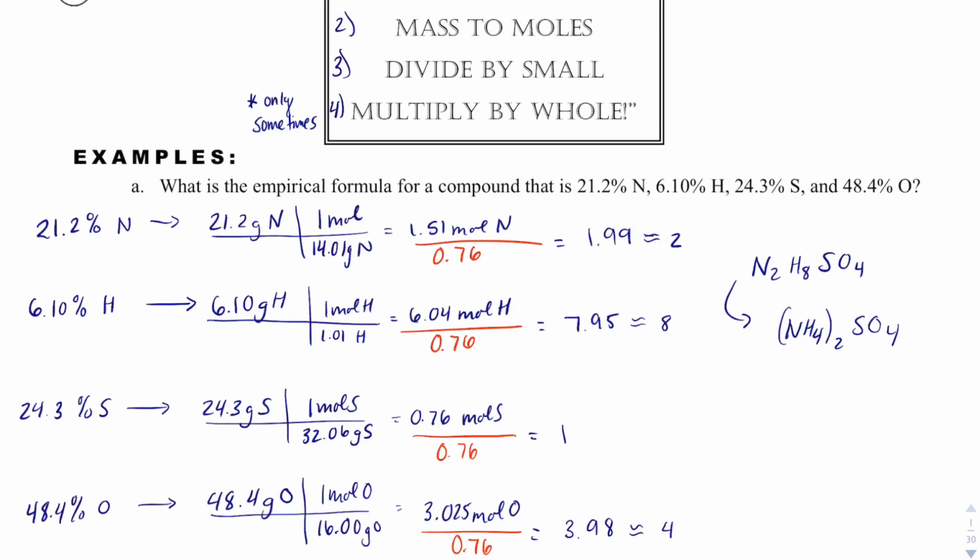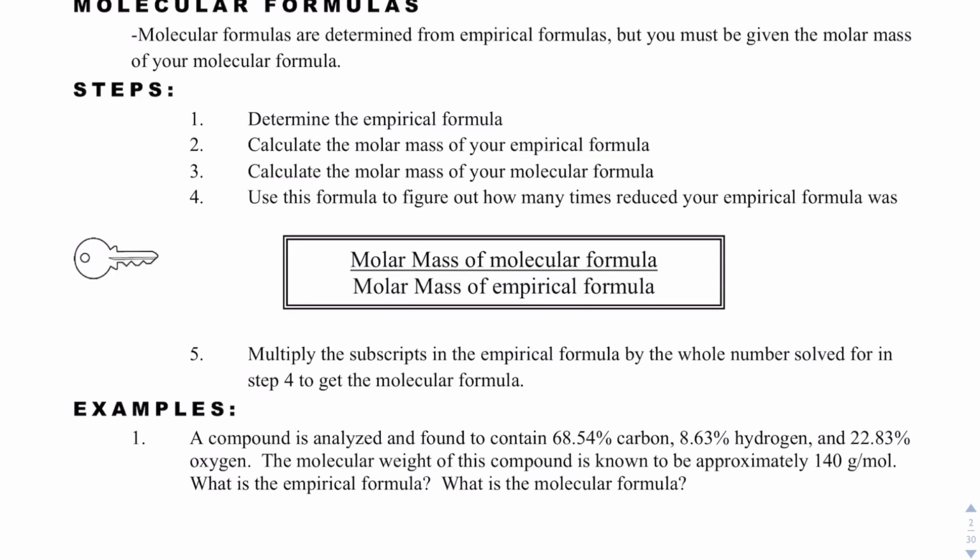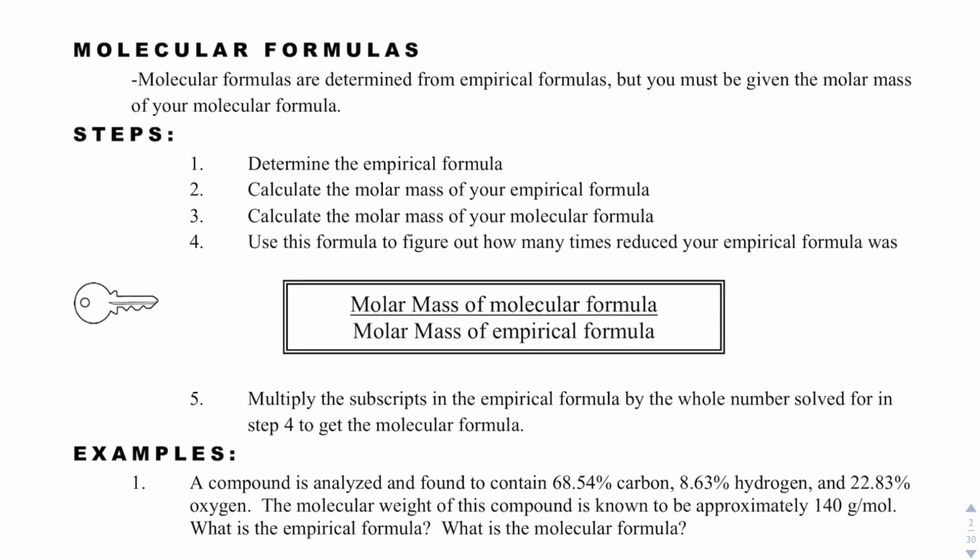Okay, now I want to do an example with molecular formulas, and I'll go through the steps here. The first step is you're going to determine the empirical formula, okay? So do everything: percent to mass, mass to mole, divide by small, and multiply by whole if necessary. Then you're going to get the molar mass of your empirical formula. And I said you need to get the molar mass of your molecular formula, but you're going to be given that. And then you're just going to compare them and see how many times the smaller one, the empirical formula, can go into the bigger one, the molecular formula.